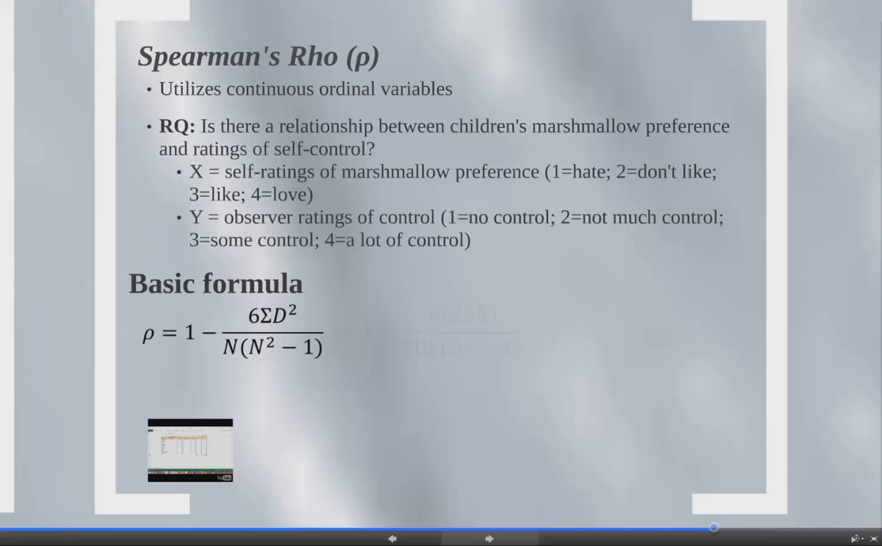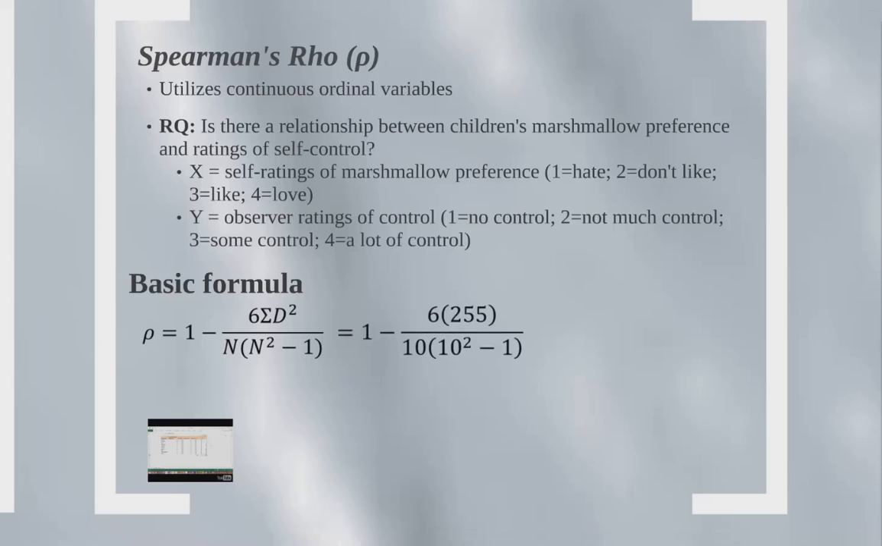And so what we get here is 6 times 255, so that 6 is standard, of course, divided by 10 times the square root of 10 minus 1. And so what this gives us is 1 minus 1530 divided by 990. And this is important because if the denominator is higher, this will show us our directionality depending on the way this works. So let's take a look at this real quick.